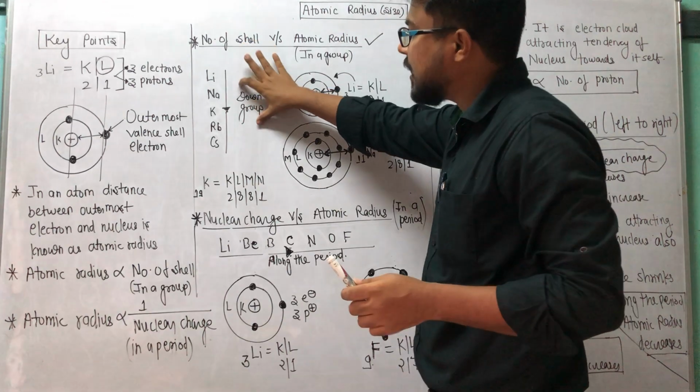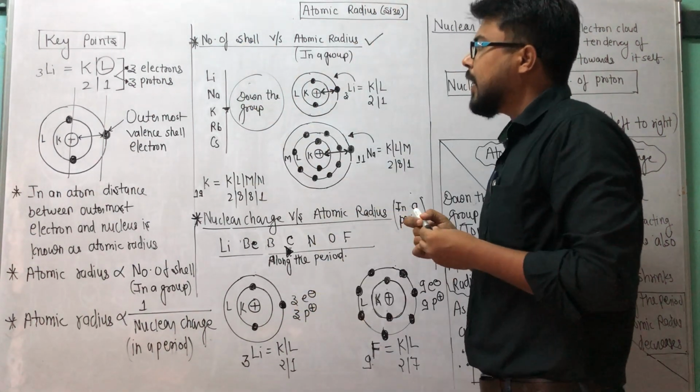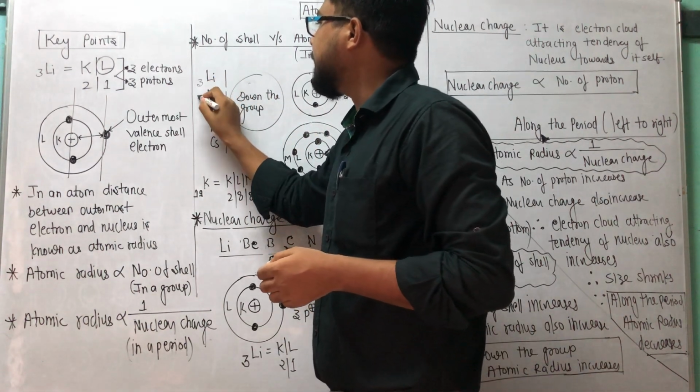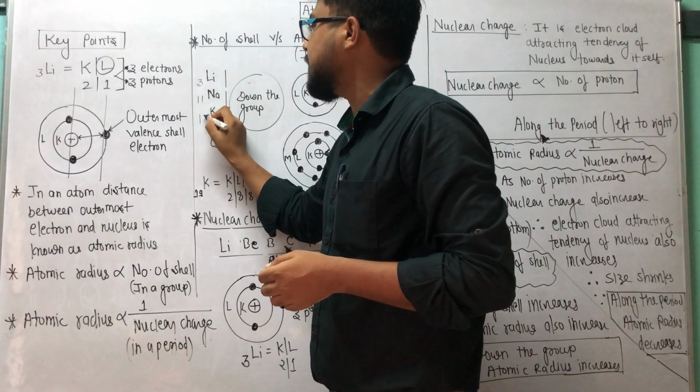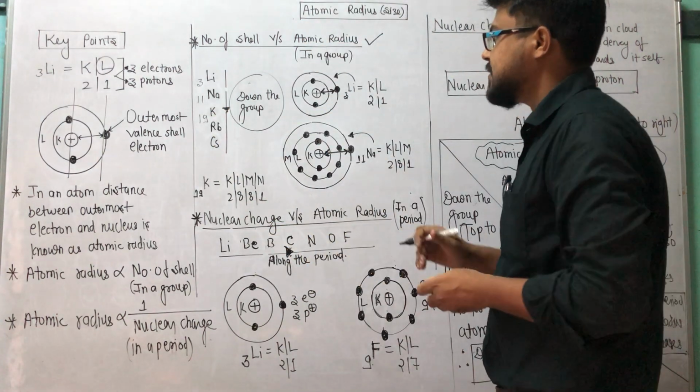And it is known as down the group. What is this? It is known as down the group. So lithium, its atomic number is 3. For sodium, its atomic number is 11. For potassium, its atomic number is 19. Correct? And further, it is rubidium and cesium.